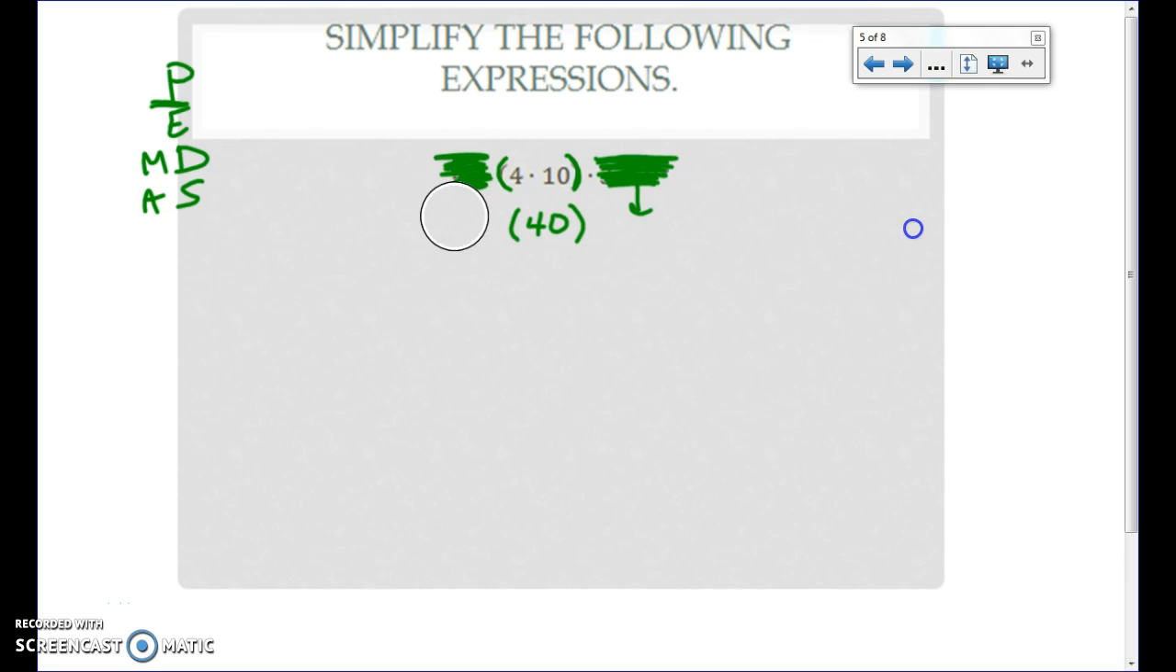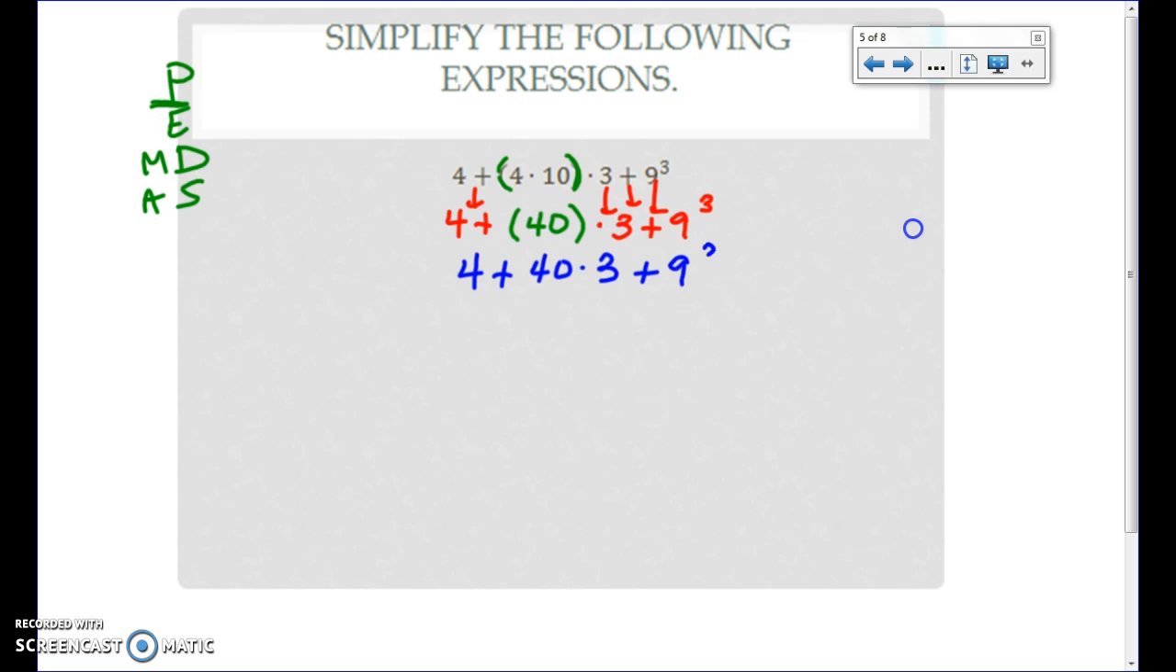Now that I've done my parentheses, let's see what was behind those. Okay. All right. I'm bringing down the 4 and the addition sign, the times 3, and the plus 9 to the third. Everything else stayed the same. Okay, I didn't change any of it. What I noticed about inside the parentheses is that there's no operations, no addition, subtraction, multiplication, or division left in them. So I'm going to rewrite it again. 4 plus 40 times 3 plus 9 to the third.